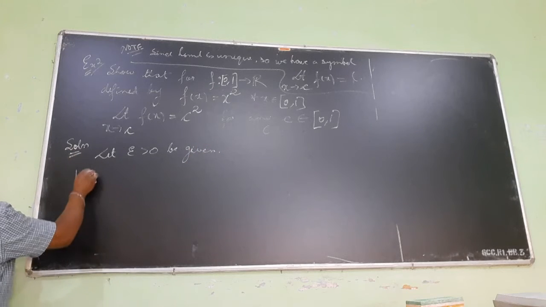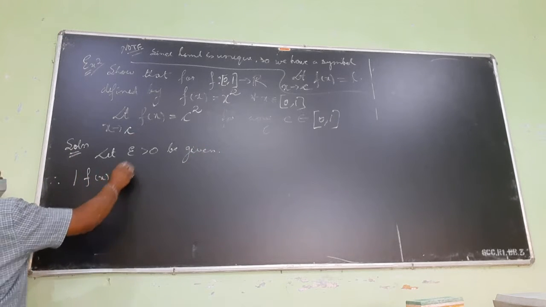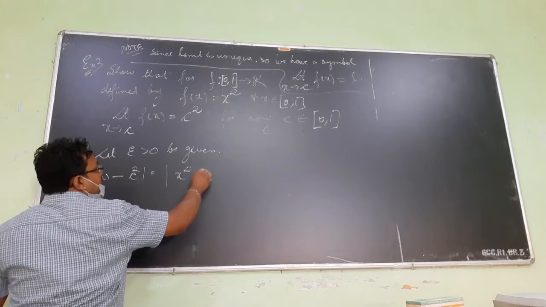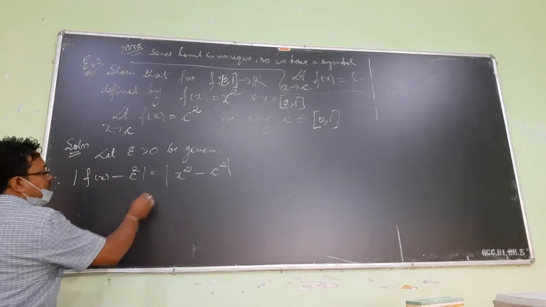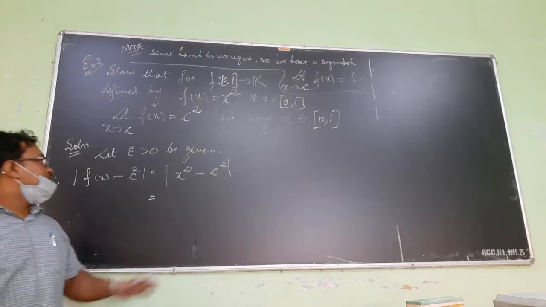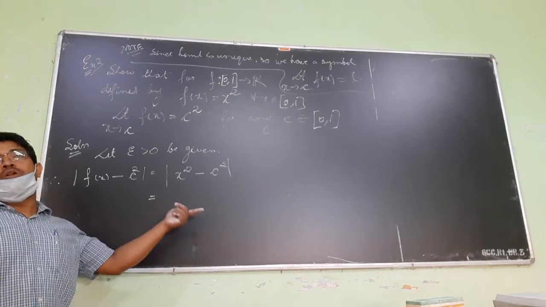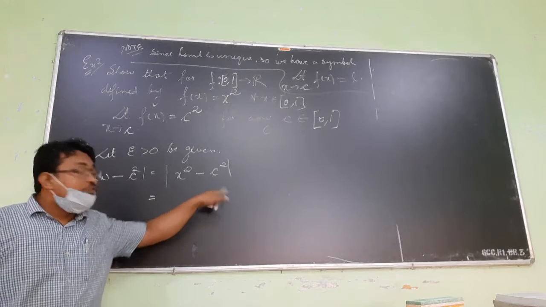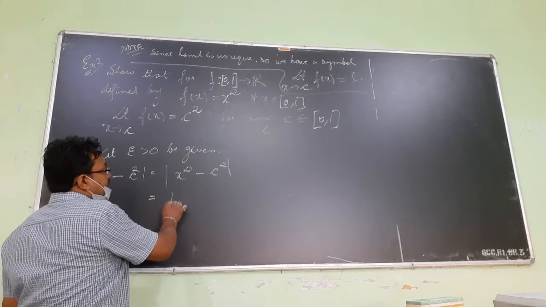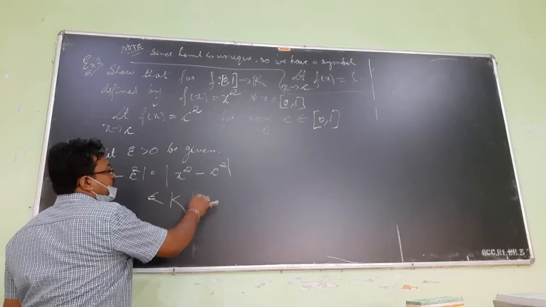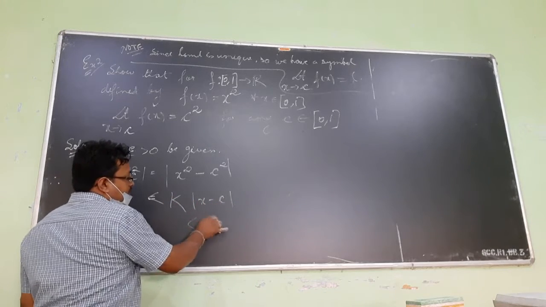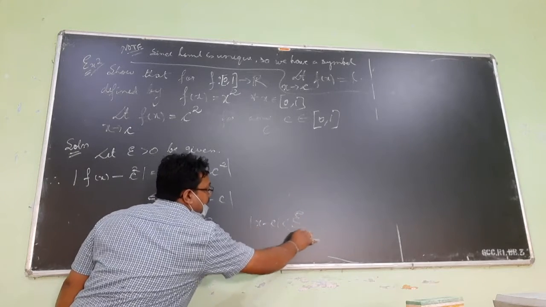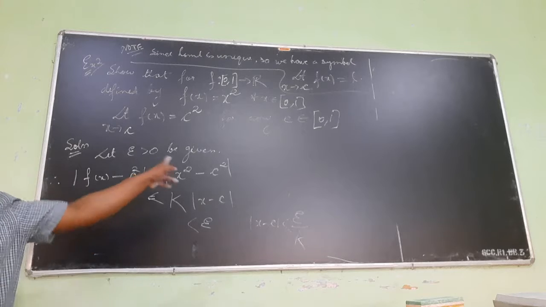Okay. So mod of f(x) minus c². What is f(x)? f(x) is x². So |x² minus c²|. Our intention is to make it smaller than epsilon. We will always try to bring some term of the type mod of x minus c. If I can make it less than k times mod of x minus c, then this can be made less than epsilon by taking mod of x minus c less than epsilon by k.